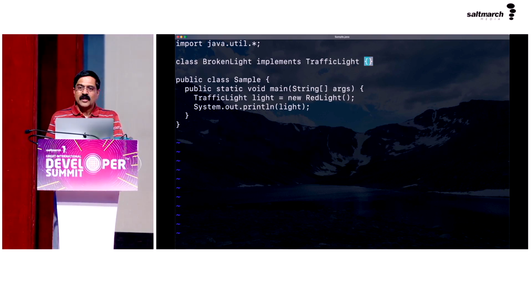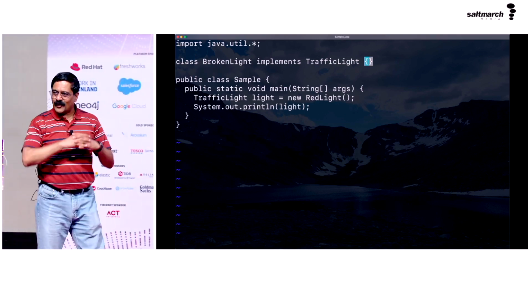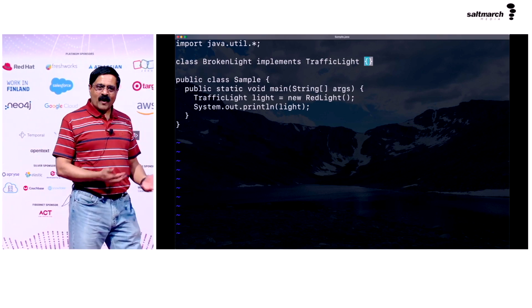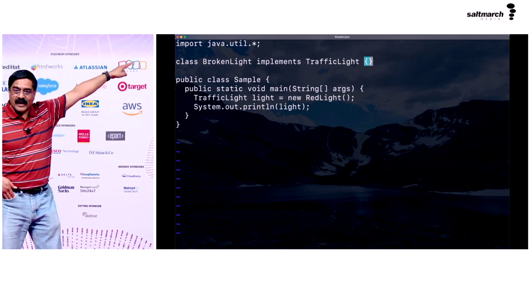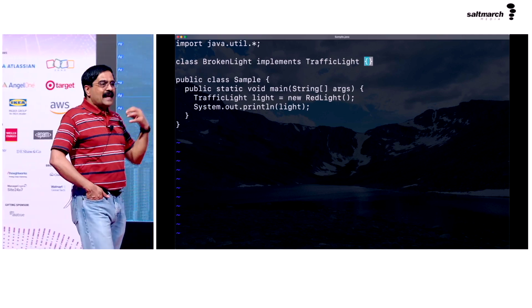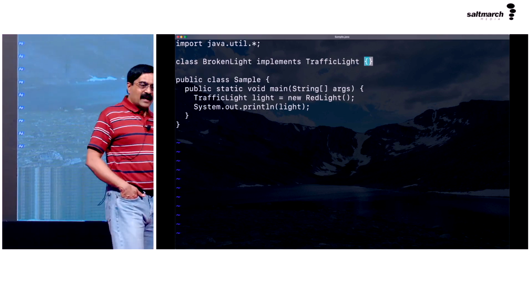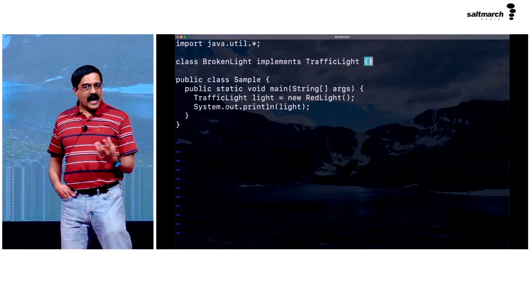That's what it says. So notice how we closed that hierarchy. We didn't have to be clever in solving this problem. You simply mark it as sealed and you are done. So others can use the traffic light. You saw that within the main, I'm using the traffic light, but I cannot extend, I cannot implement from a sealed interface. So that closes the hierarchy.